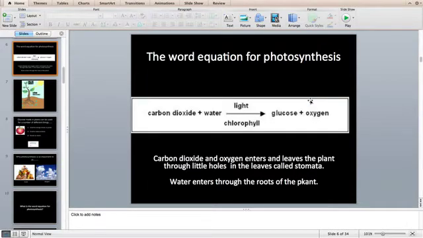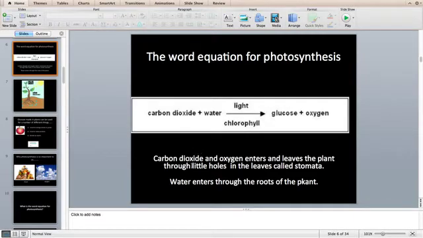So if we're looking at a word equation, girls, this has to be known for Junior Cert. So it's carbon dioxide combines with water. That arrow means there's a chemical reaction happening in the presence of light and chlorophyll, which is the colour pigment in chloroplasts, to give the plant food glucose and to give the gas oxygen.